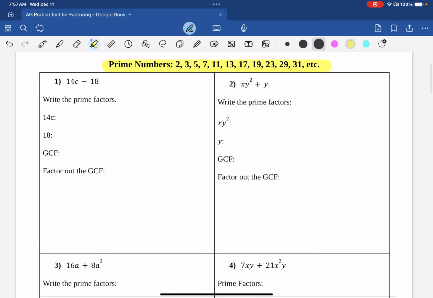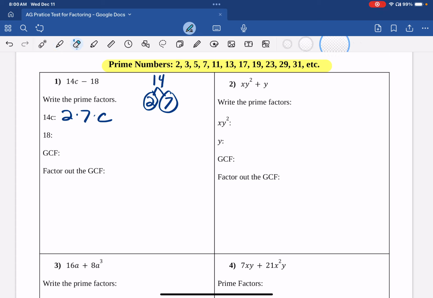So problem number 1 says to write the prime factors for 14c minus 18. And so it's listed 14c, and so you just need to write out all of the prime number factors. So you're going to need to make your factor tree. So we start at the top with a 14. 14 is an even number, so it's divisible by 2. And if you divide 14 by 2, you're left with 7. So 2 and 7 are the prime numbers, and the other factor is c. Factors of 14c are 2, 7, and c.